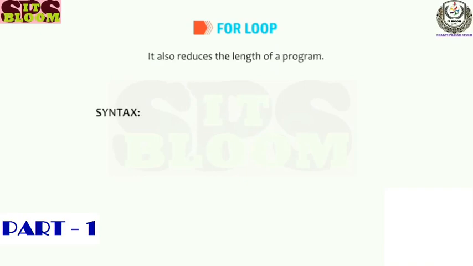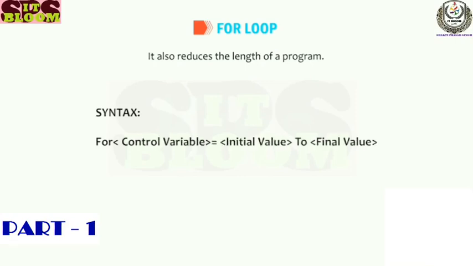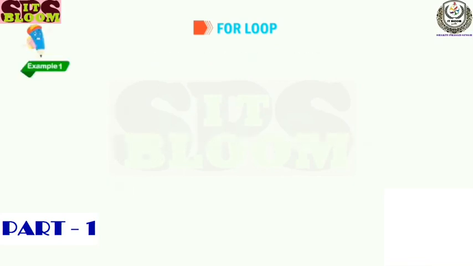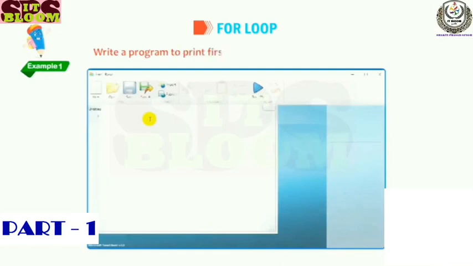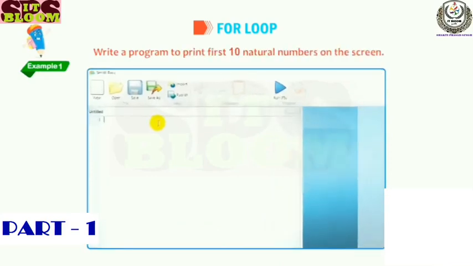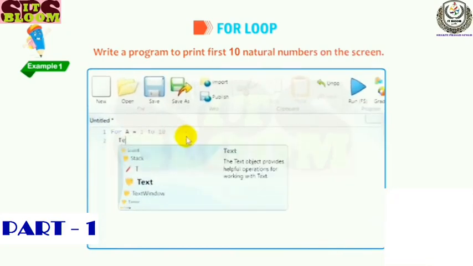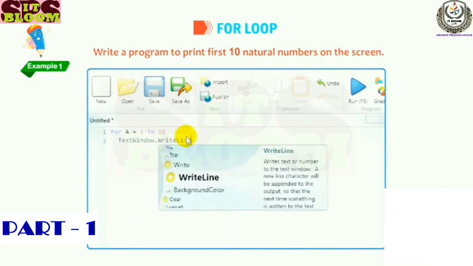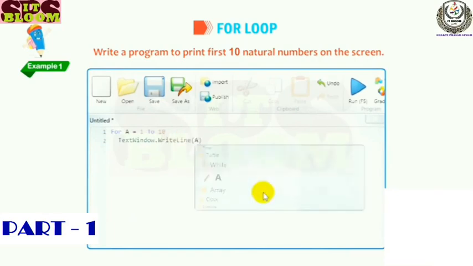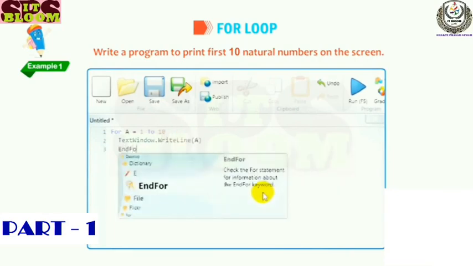The syntax is: for control variable equals initial value to final value. For example, write a program to print first 10 natural numbers on the screen. For a = 1 to 10, TextWindow.WriteLine(a), EndFor.